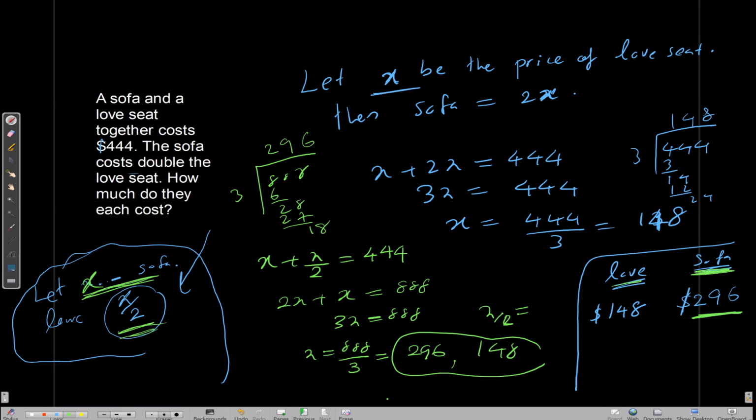But for simplification reasons, it's always better to try to wisely choose your variable.